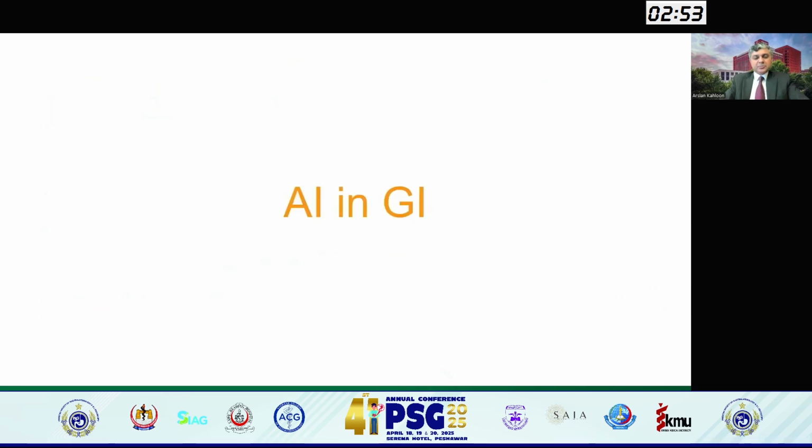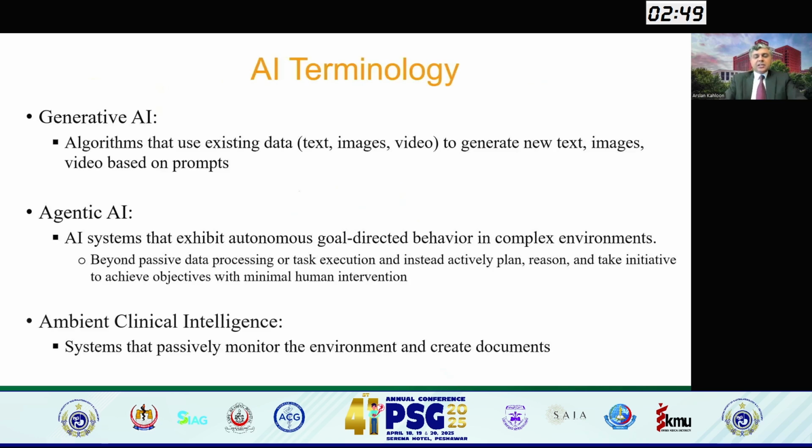Now, quickly moving into the space of artificial intelligence in the field of gastroenterology, I think a few terms are very important to understand as we go further into this. The majority of people are familiar with artificial intelligence platforms, where platforms are able to help detect and diagnose certain things just based on visual and voice prompts.